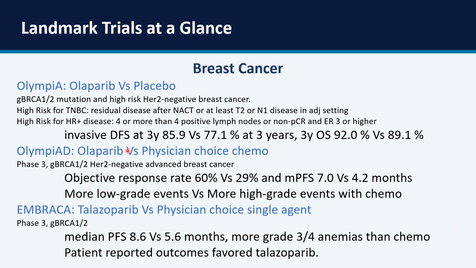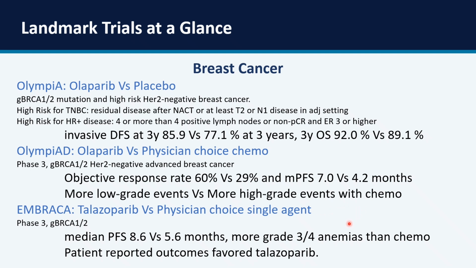So there was benefit of invasive disease free survival at 3 years, that was 85.9 versus 77.1%, and 3-year OS was 92.0 versus 89.1%. The OlympiAD trial investigated olaparib versus physician choice chemo, and there was increased objective response rate of 60% versus 29%, as well as median PFS of 7 versus 4 months. And more low grade events were in the olaparib arm versus more high grade events with the chemo arm.